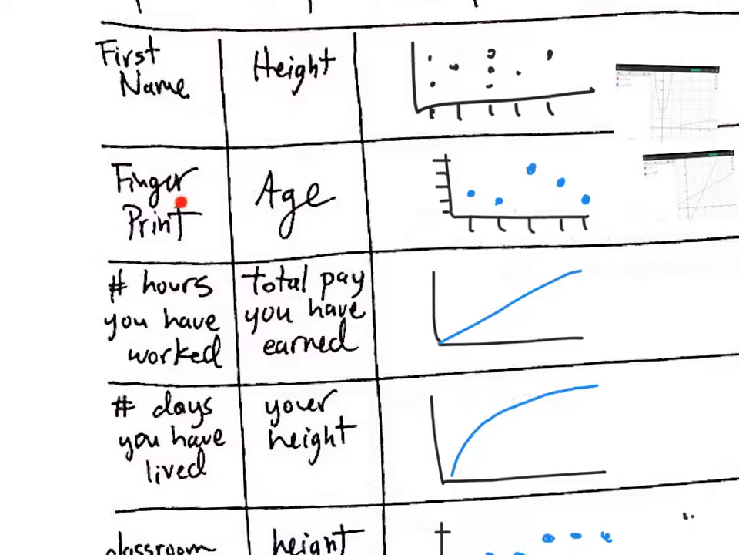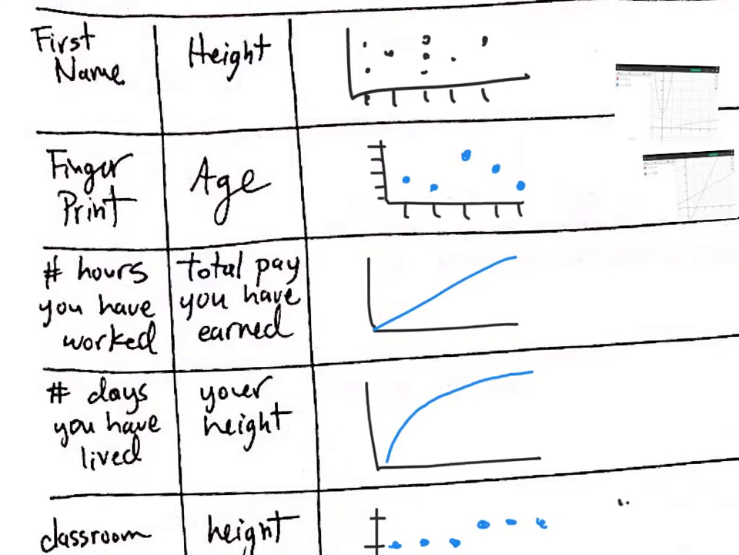Fingerprint, however, these are distinct. So here's my fingerprint, and here's your fingerprint, and here's her fingerprint, and here's his fingerprint, and so-and-so's fingerprint. And each of our fingerprints corresponds to one specific person, and that one specific person has one specific age. So this is a function, and it's either many-to-one or 1-to-1.